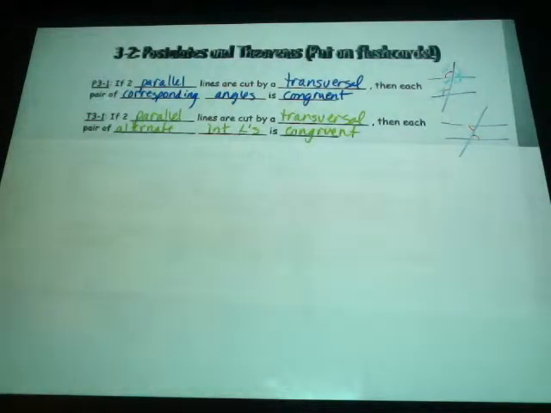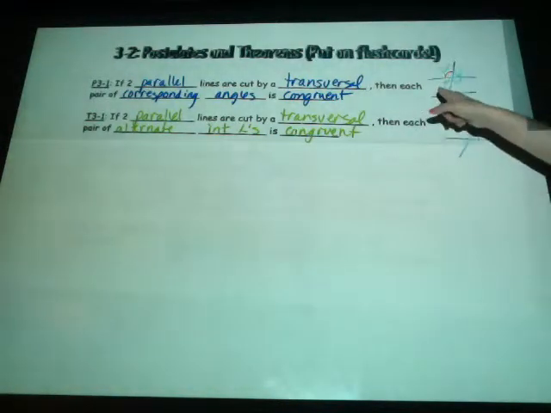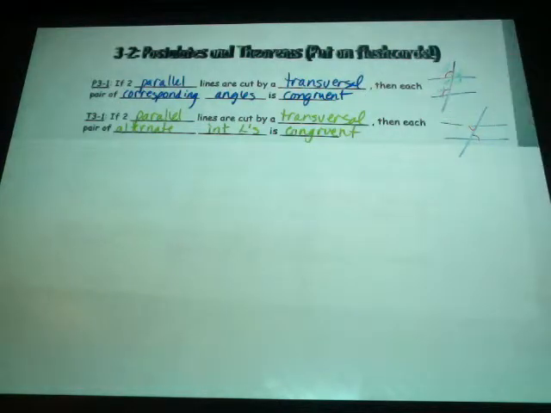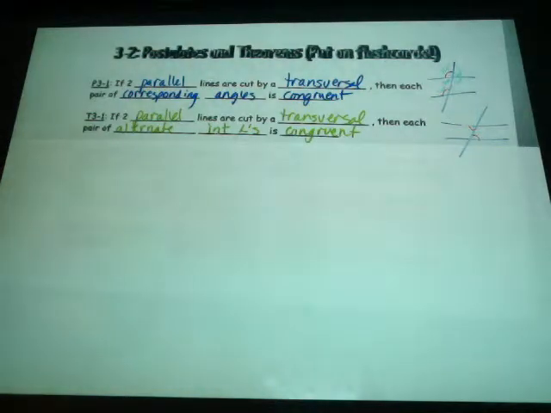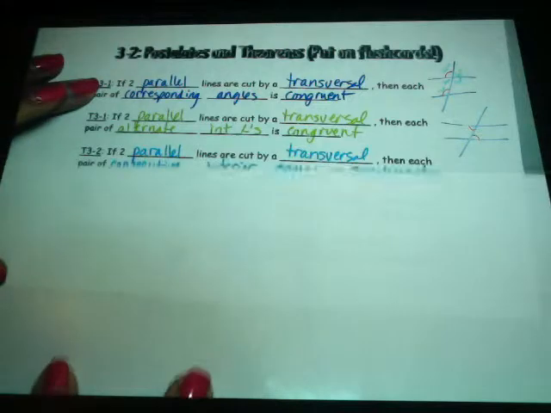These, by the way, are reasons in your proof. So if I'm saying in a statement that angle 1 is congruent to angle 5, my reason would be, quite possibly, if two parallel lines are cut by a transversal, then each pair of corresponding angles is congruent. There is no shorter way to say that. So you're going to have to learn them. Don't these two say exactly the same, except instead of corresponding angles, we replace with alternate interior angles? Right? So once you learn one, you've learned most of them. There's only one that's different.